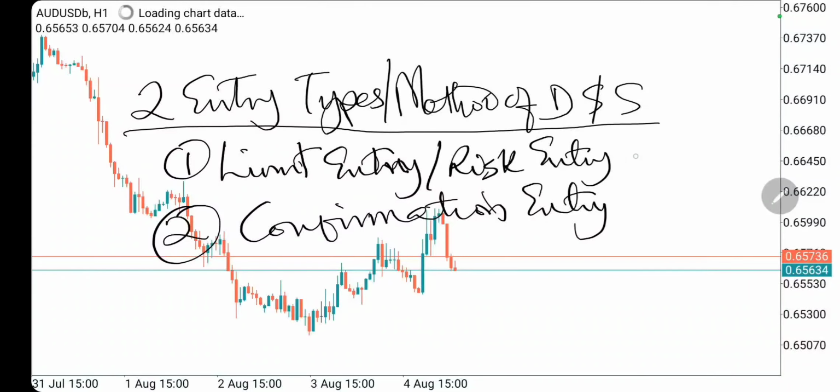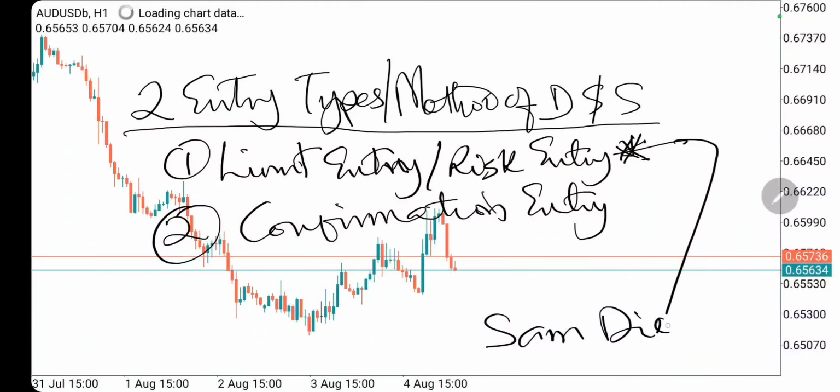The first one, which is the limit entry, as I have said in my previous video, was popularized by an American man called Sam Dearden. I think I'm correct with this spelling. He was a broker, and he popularized the limit entry method.